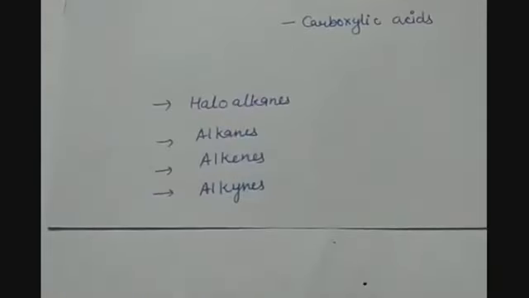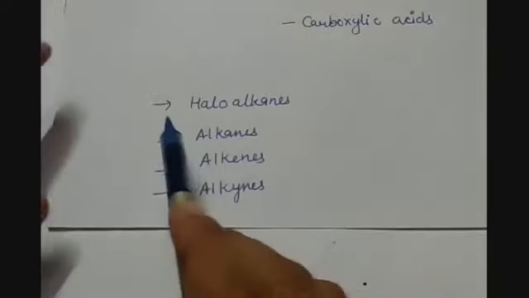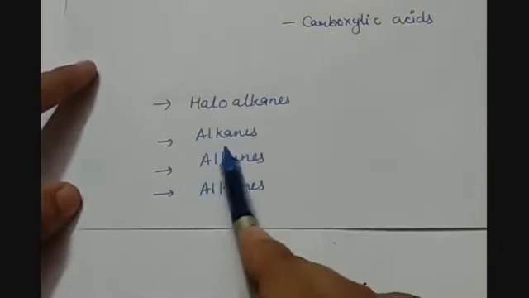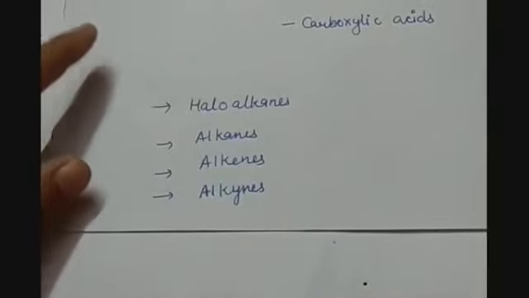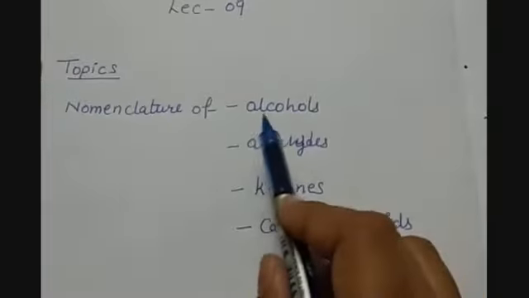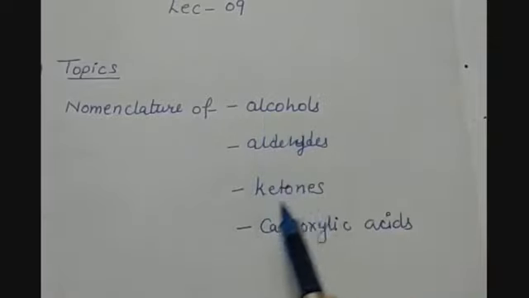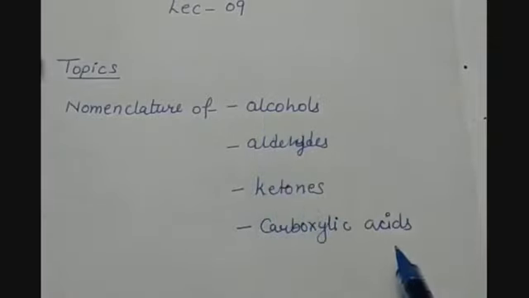As we have started studying nomenclature of the carbon compounds, in the previous lecture we started how to write or how to name an organic compound, how to give names to an organic compound. We have seen the rules, and we have also seen the nomenclature of haloalkanes, alkanes, alkenes and alkynes. Today we have to see the nomenclature of alcohols, aldehydes, ketones and carboxylic acids.